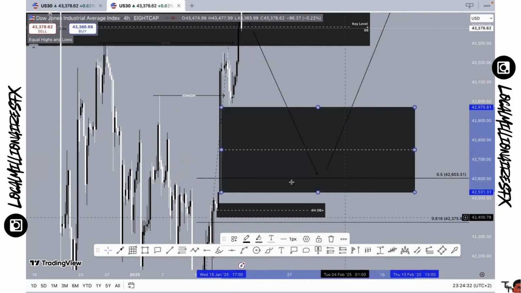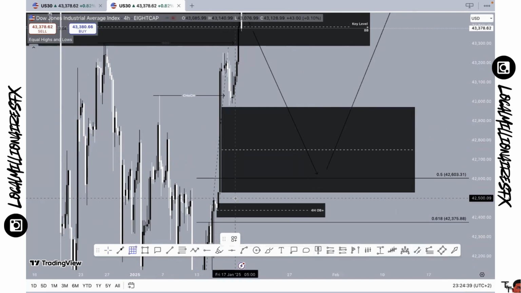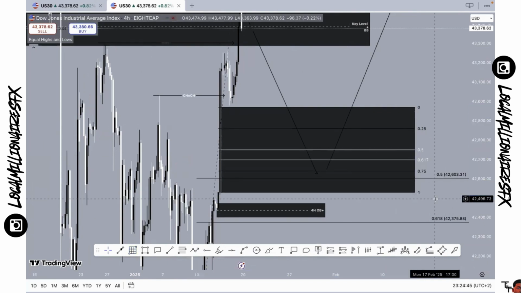right? Our 4 hours in there, our fair value gap. There'll be different ranges that I'm going to look to actually take this trade at, right? So we could see that pullback happening here by 42,800, or 42,600, right? So that range I could see price actually pull back for us.